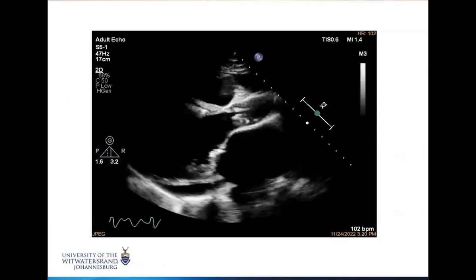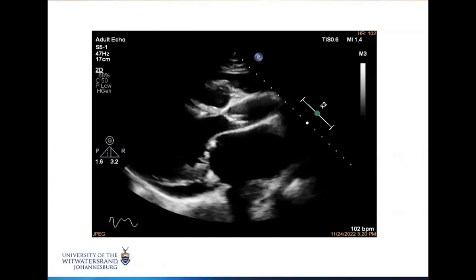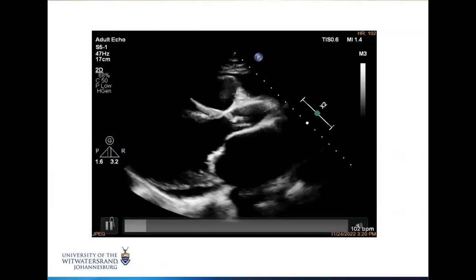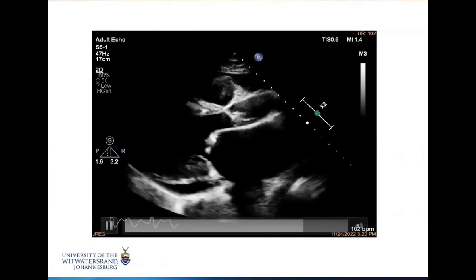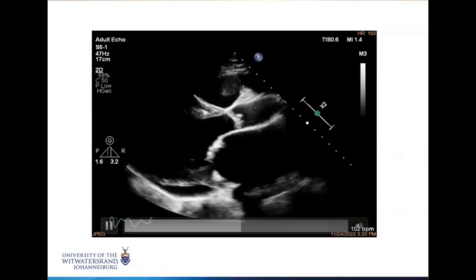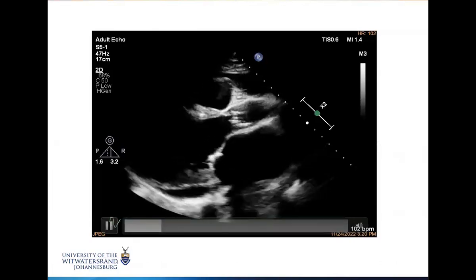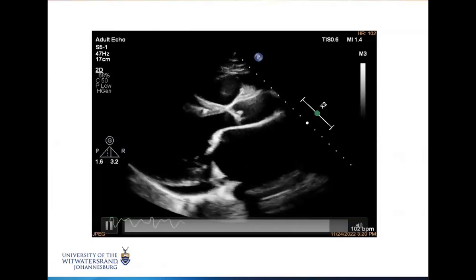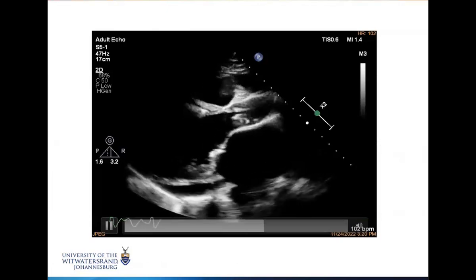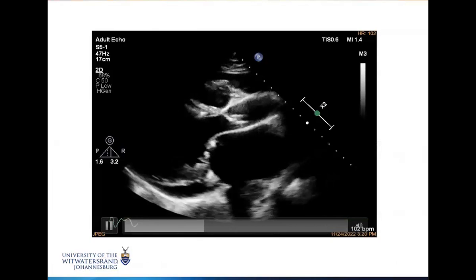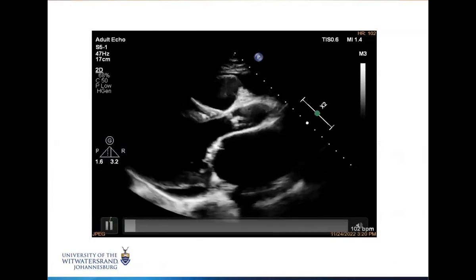This is just to illustrate that depressed ejection fraction. On the echocardiography there, you can see this is the left ventricle. It is hardly contracting. You expect a nice good squeeze to show that systolic function is preserved. Otherwise, I'm not going to go through the rheumatic changes on this echocardiography.